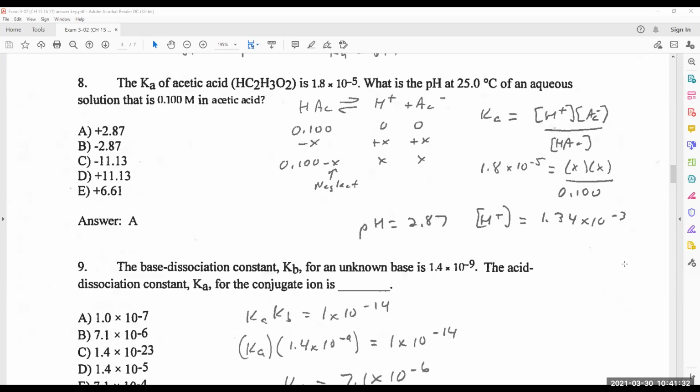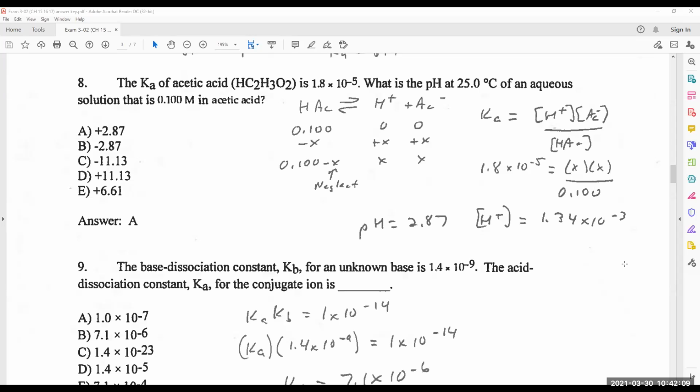We neglect that X because we know from the pKa that it's a weak acid, so there's not much of that that occurs relative to the 0.1 value. So that leaves us with 0.1 molar acetic acid, HAc, and then X and X for the hydrogen ion concentration and the acetate. We have our equilibrium expression. Acid dissociation constant equals H plus concentration times acetate concentration divided by acetic acid concentration.